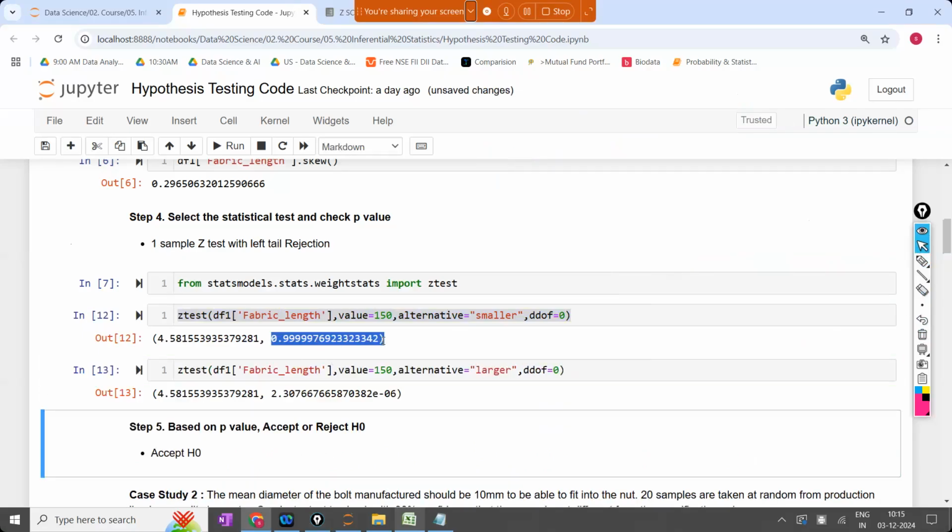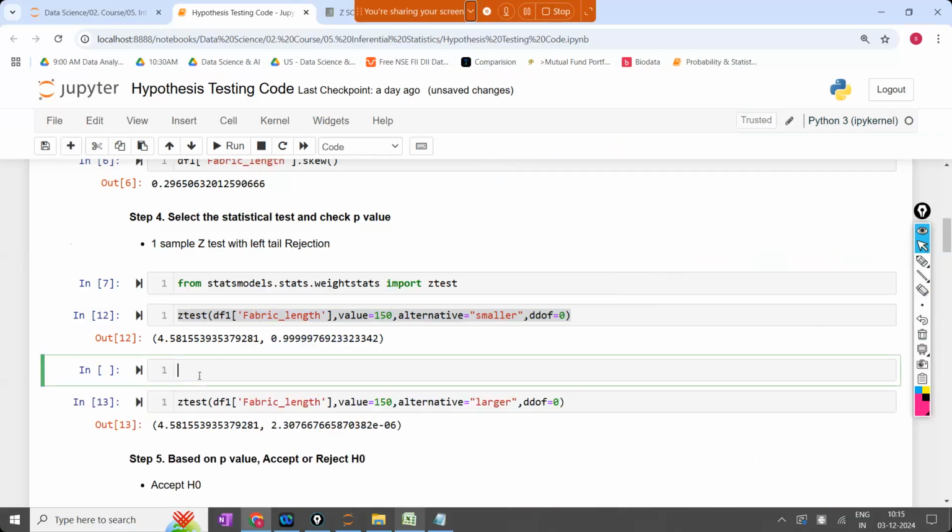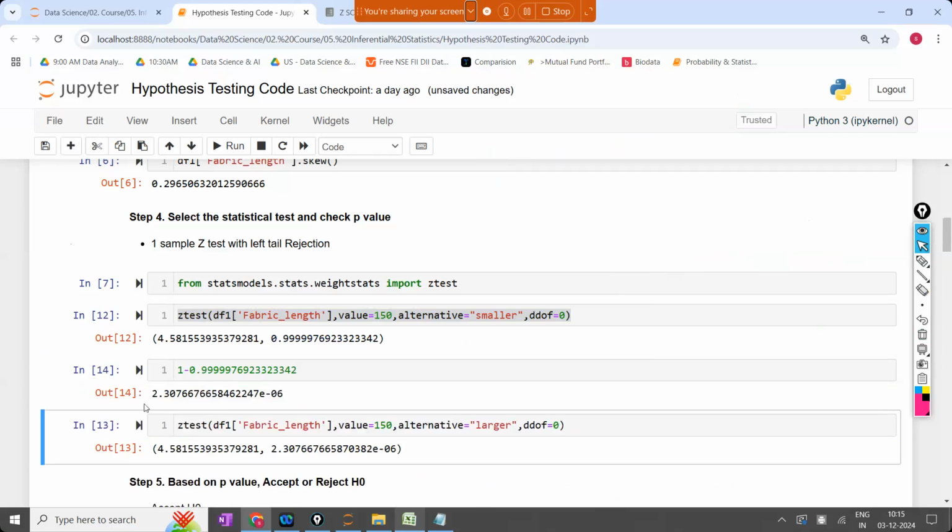So 1 minus of this one is this one. If you want, I will cross check here. 1 minus... Same answer as this. Right? So it is applying 1 minus p by default. When you go to that two-tail test, 1 minus p into 2, it will apply automatically in the backend.